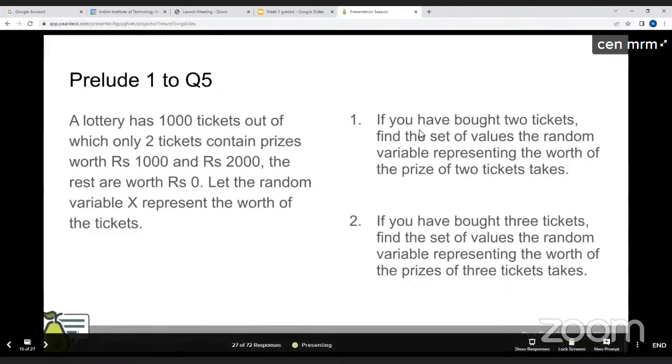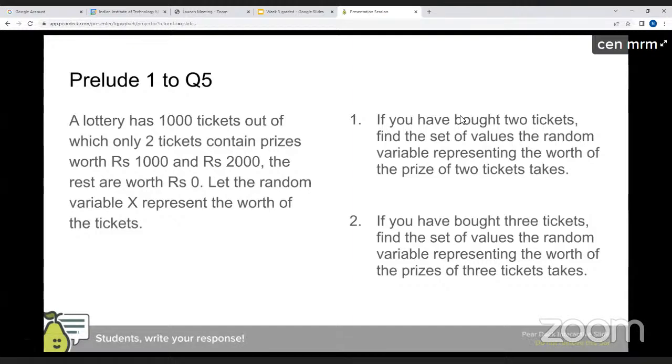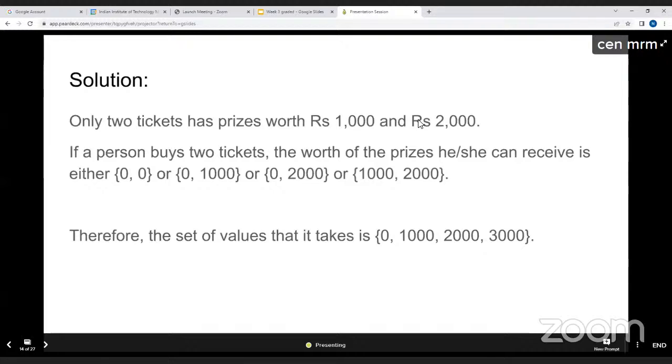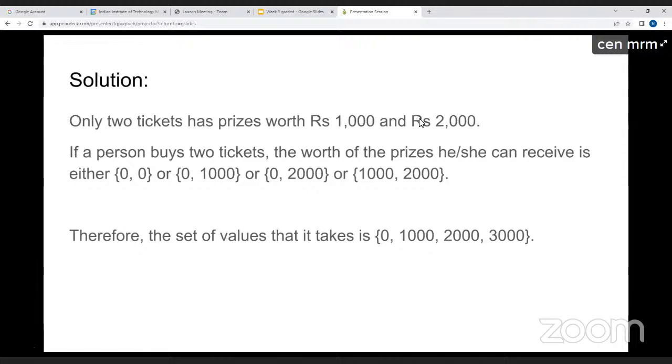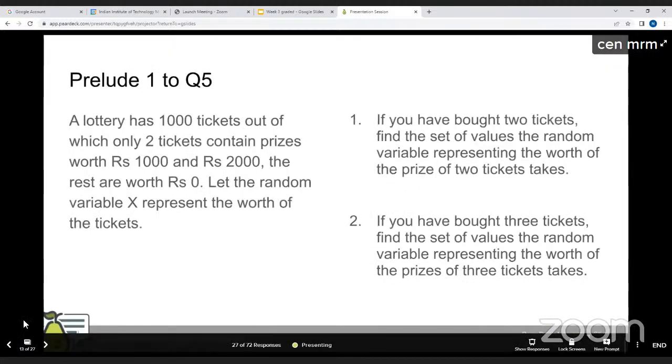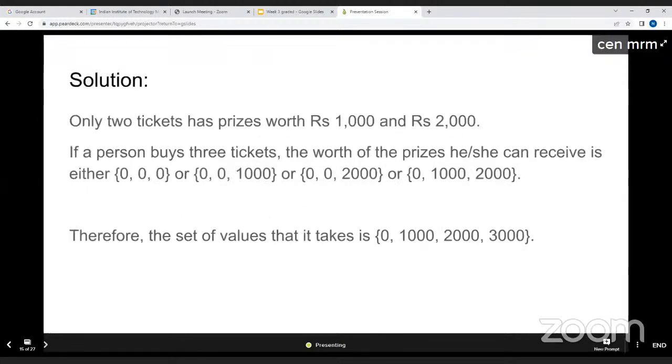But the first question was, now your random variable is taking just either 0 or 1,000 or 2,000, right? Now the first question says you have bought 2 tickets from there. So if you have a set of 0, 1,000, 2,000, and you have bought 2 tickets from there, the combined worth that it is going to take is either 0 or 1,000 or 2,000 or 3,000, representing the worth of the prizes of 2 tickets. Similarly, in the second one, it is 3 tickets. So the problem is something else, so we'll go back to the problem now.